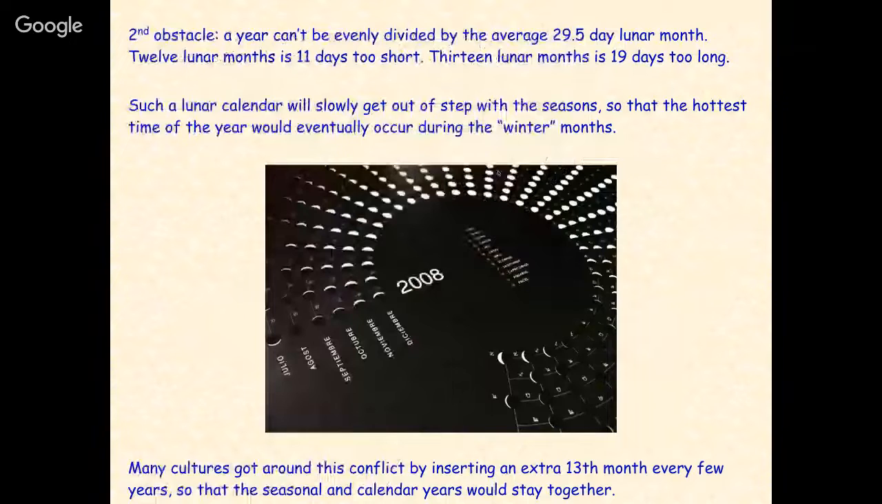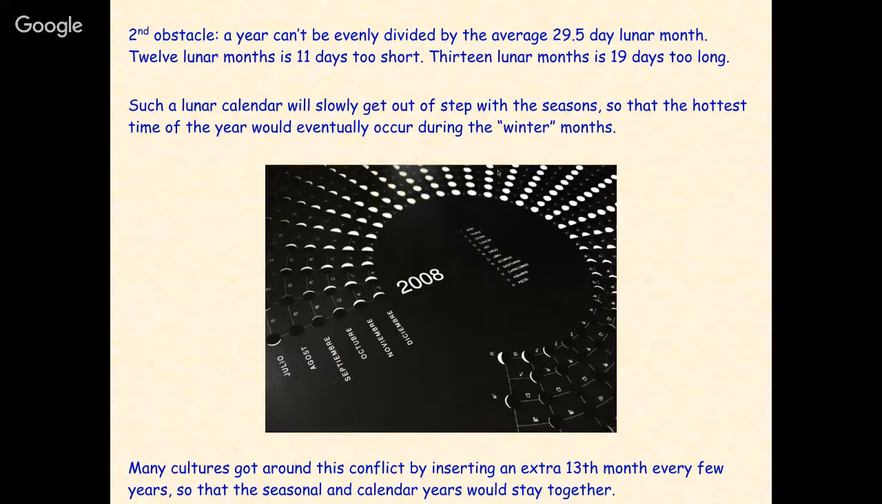The other obstacle with using the moon to mark time within a year is that the year can't be evenly divided by an average full moon to full moon time of about 29.5 days. So 12 lunar months is about 11 days too short, 13 lunar months is about 19 days too long. If you use such a calendar to mark time within the year, the calendar will slowly but surely get out of step with the seasons. And if you wait long enough and you don't do anything, eventually the hottest time of the year will occur in what you would be calling the winter months.